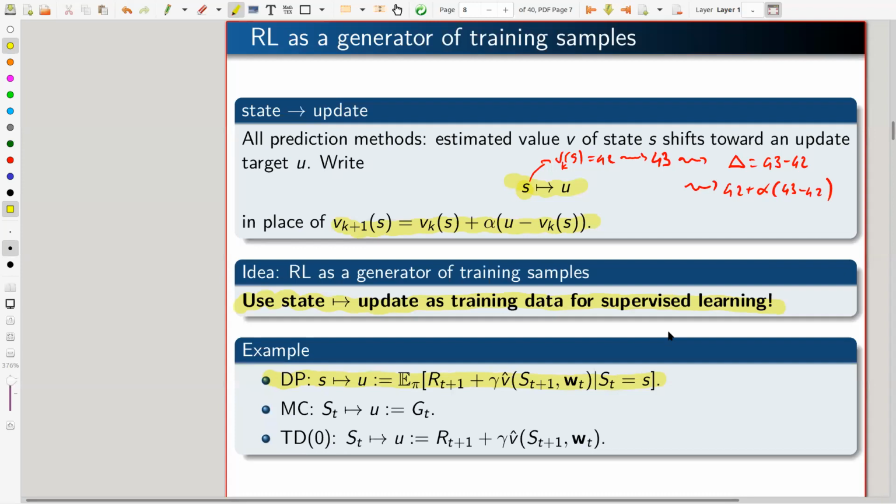Well, of course, this target cannot be used from lecture 2 on because this target is not model free. This target needs a model.